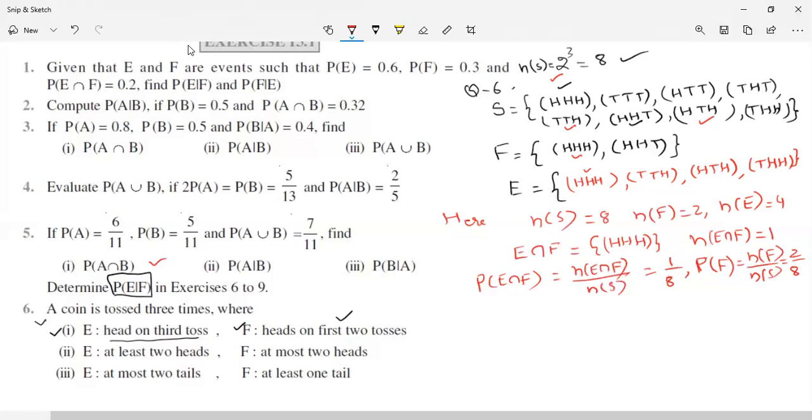So 2 by 8. Now we can find the probability of E when F has already occurred. The formula is probability of E intersection F divided by probability of F. And probability of E intersection F is 1 by 8 and this one is 2 by 8. So 8 will cancel. We get the answer 1 by 2.